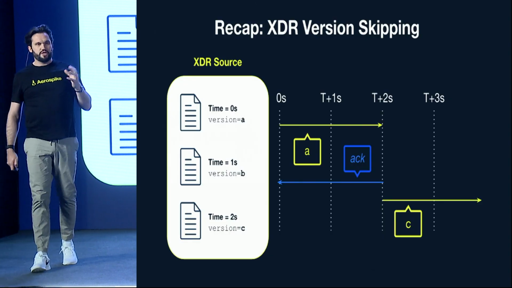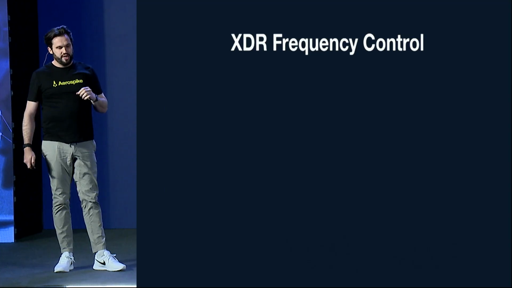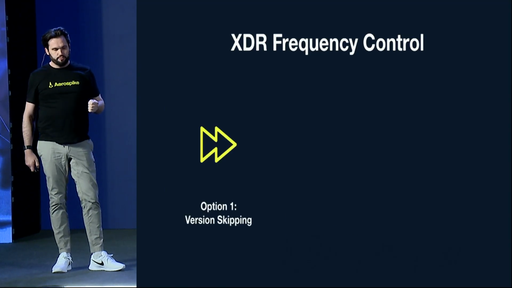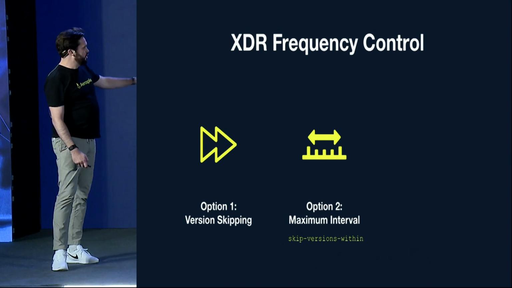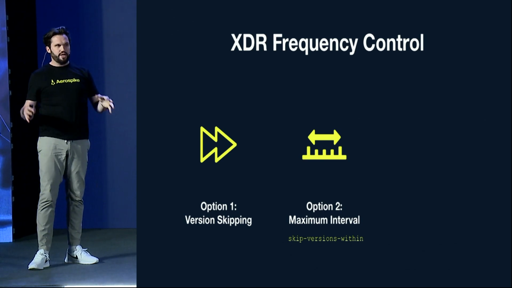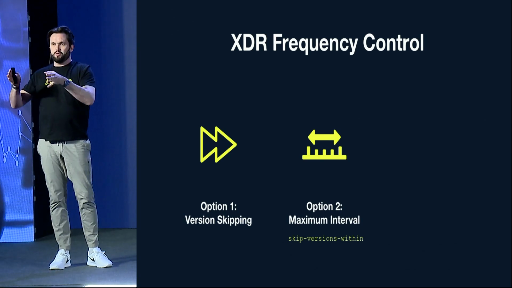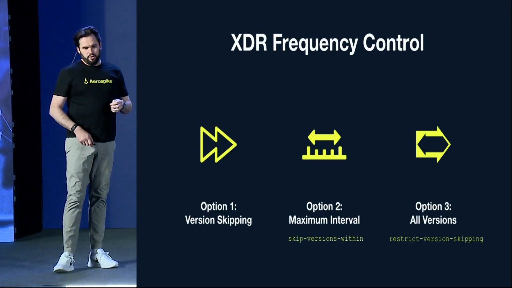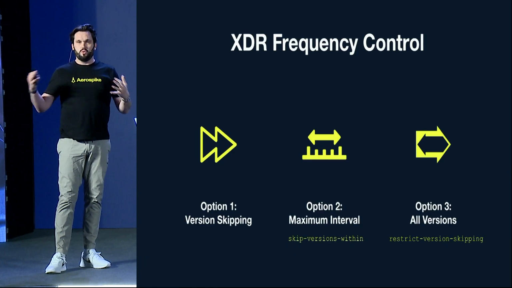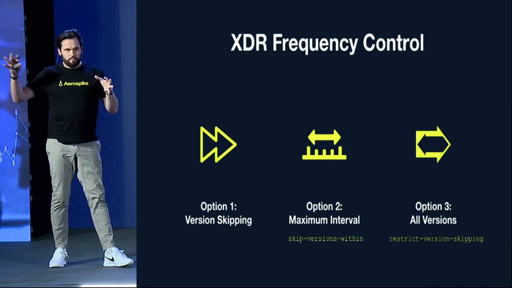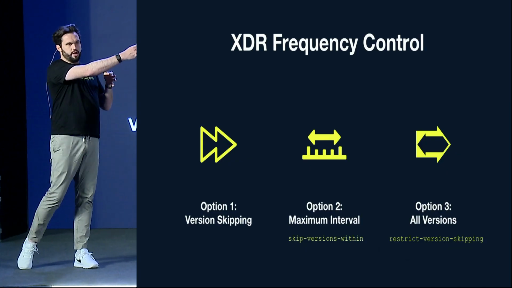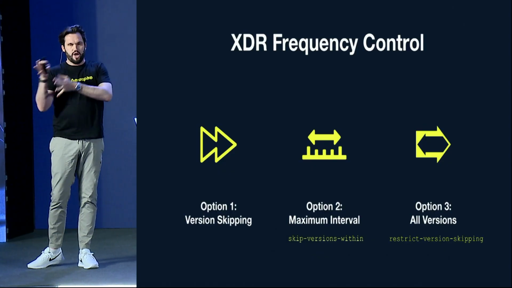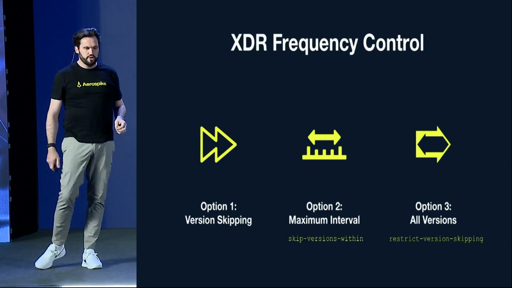So in Aerospike 7.2, in addition to version skipping, which is the default today, we introduce a notion of a maximum interval, which is to say I need a picture of every record at a maximum of a certain amount of time, say 5 minutes. And we also offer the option to ship all versions, where back pressure will come through the database and into the clients if any of the versions of the records are not able to be handed off to the downstream system.